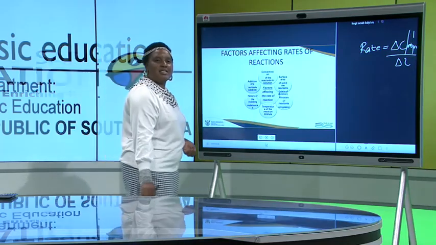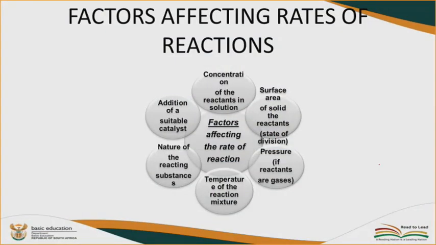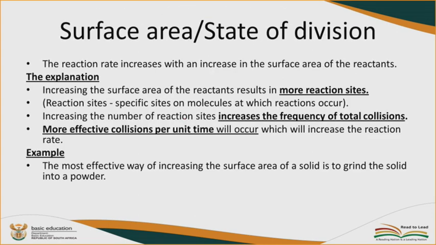What are those factors that we're going to discuss? We're going to discuss the concentration. Concentration is only for solutions. We are going to discuss the surface area, only for solids. We are going to discuss the pressure, temperature, the nature of the reacting substance, and the last one will be the addition of a catalyst. Now, let's discuss each one. I'm going to start with the surface area. Some textbooks call it the state of division.